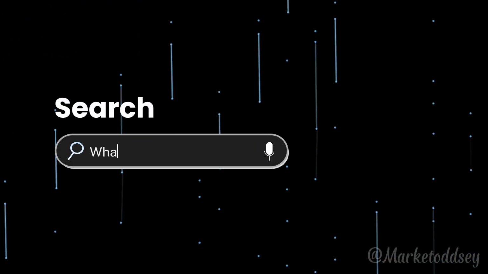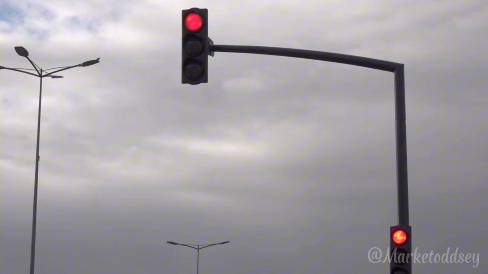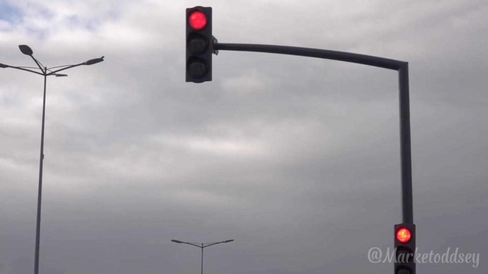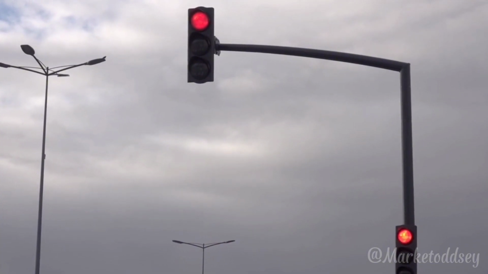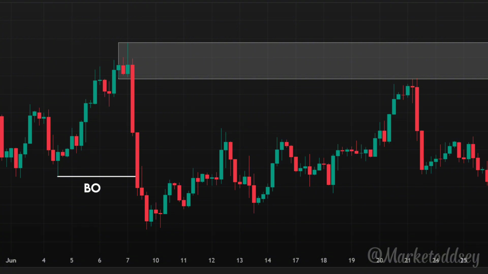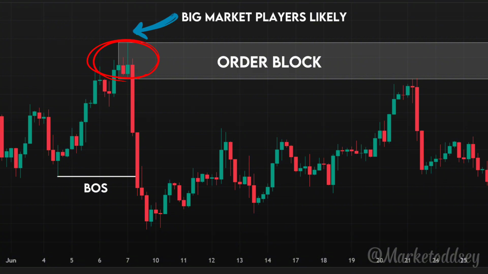What are order blocks? Imagine you're driving and see a traffic light turn red. That signal tells you to stop because others might be moving in a different direction. In trading, order blocks act like those traffic signals. There are specific zones on a price chart where big market players, like institutions, likely placed orders before a major price swing. These zones often become turning points where prices might reverse or pause.